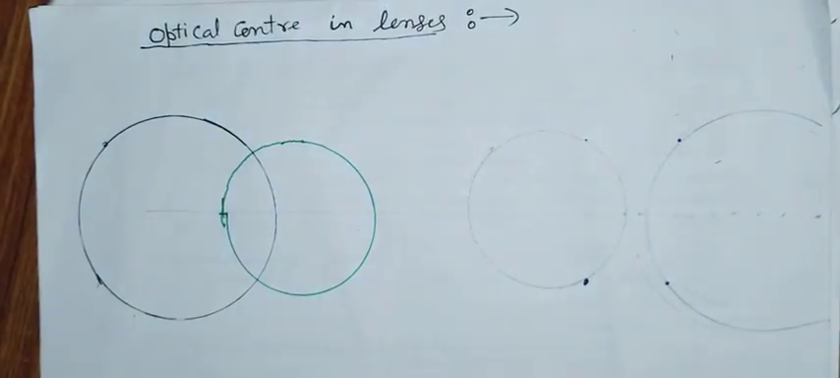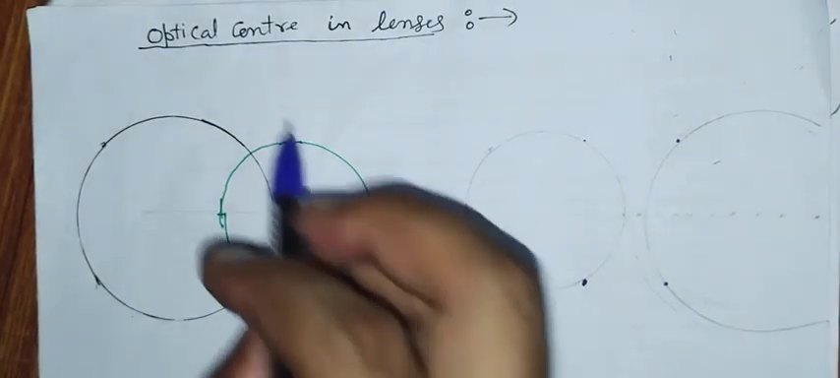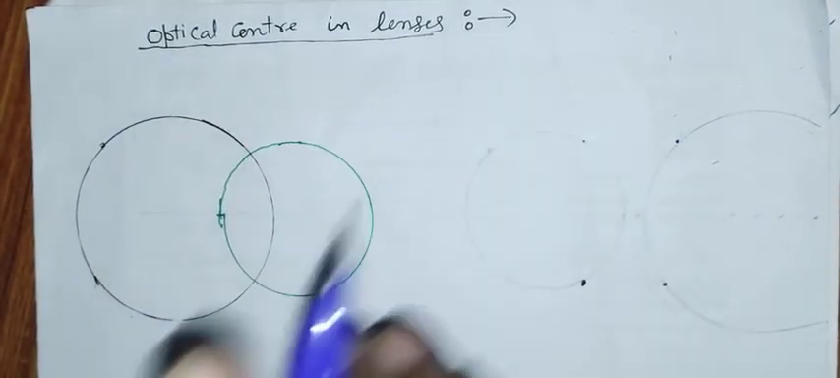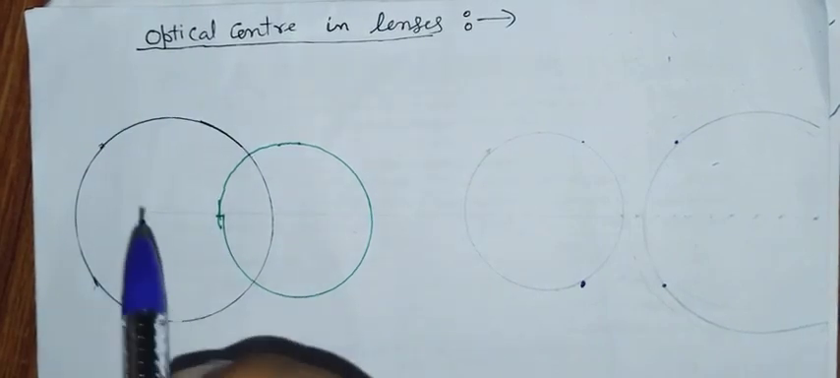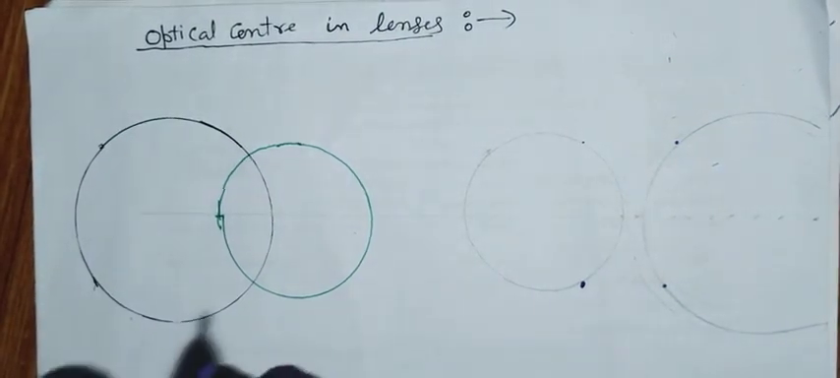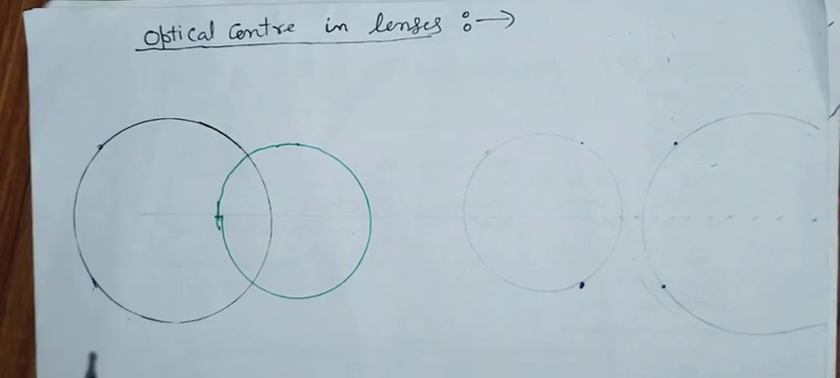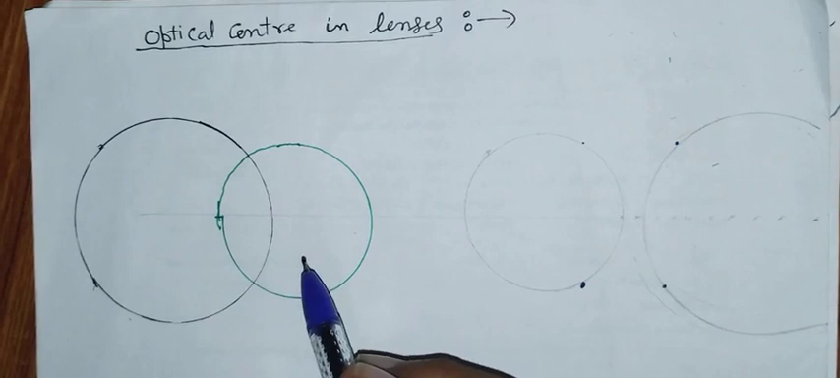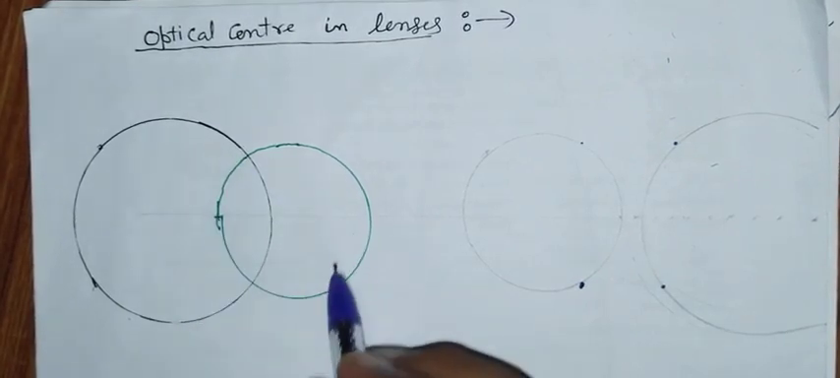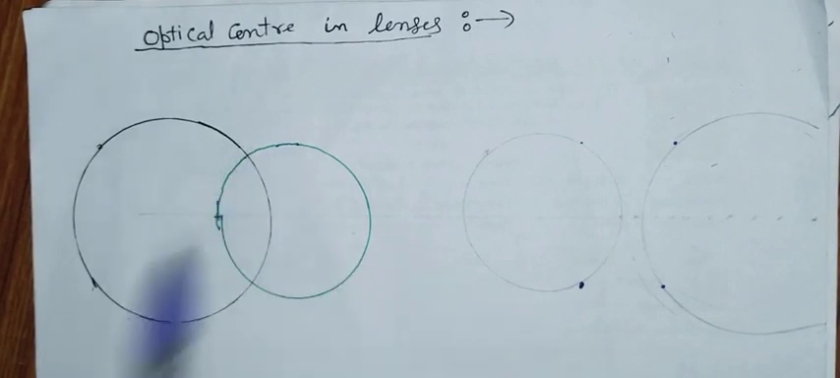Hello everyone. We are going to see today the concept of optical center in lenses. To understand the concept clearly in different types of lenses and its formula, let us see very carefully how it is given. We know the lens is part of two circles, two spheres intersecting each other.